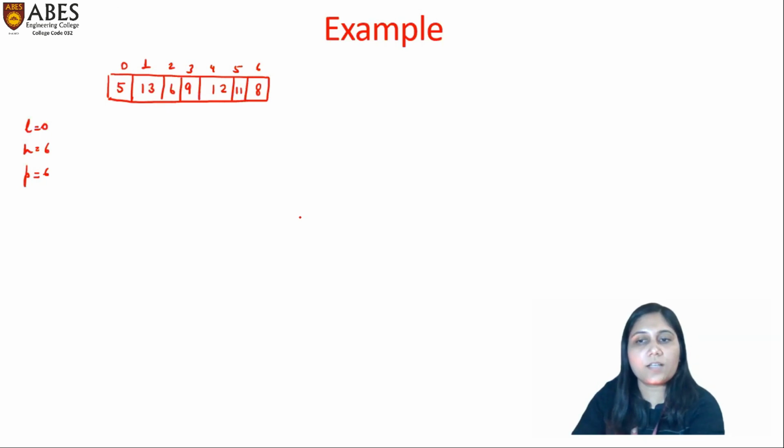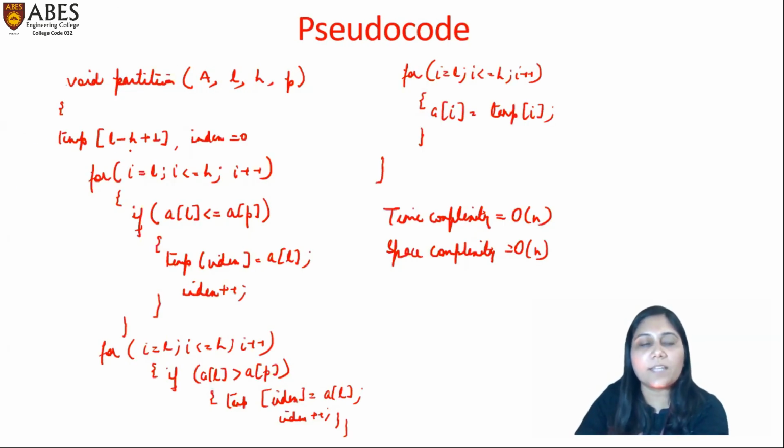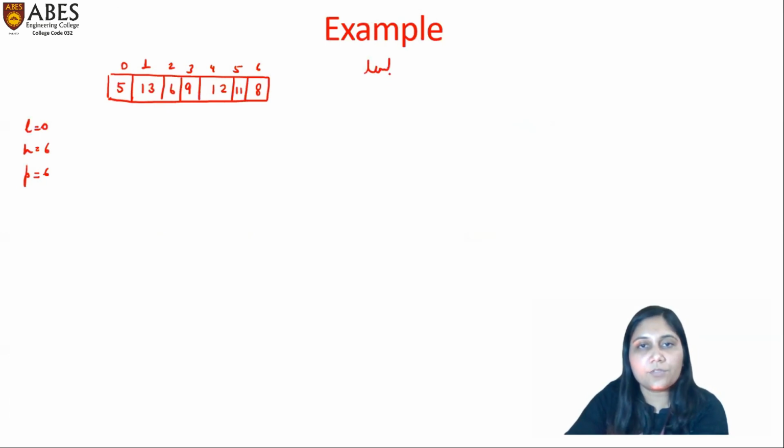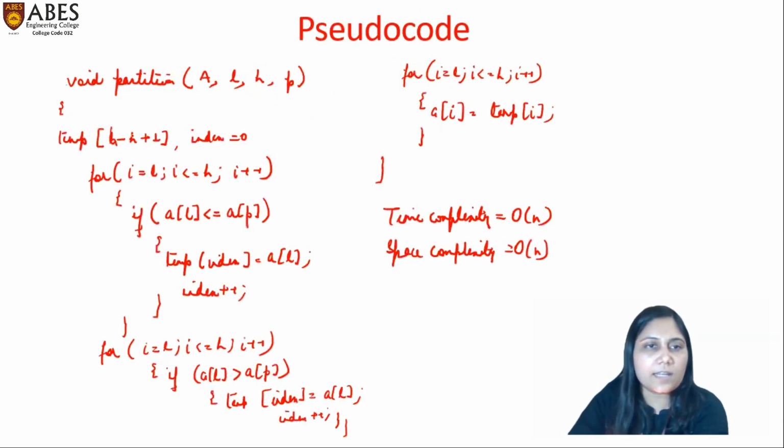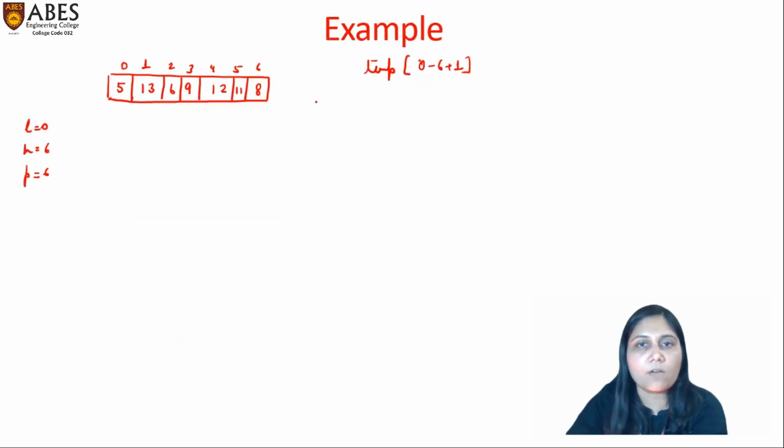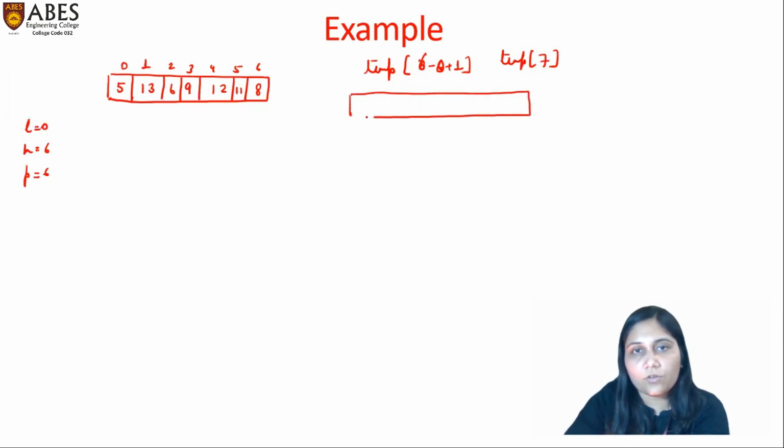Okay, let's first discuss how we are going to do this. Temporary of L minus H plus 1. So let me create an array. If you see, L minus H plus 1 means 0 minus 6 plus 1. So how much will it be? It will be 7. So you can change it, H minus L plus 1. I'm sorry for this. Okay, so it will be 6 minus 0 plus 1. So it will be temporary of 7. Okay, so we have our temporary array of 7 indices. It means 6 will be the maximum. 0, 1, 2, 3, 4.